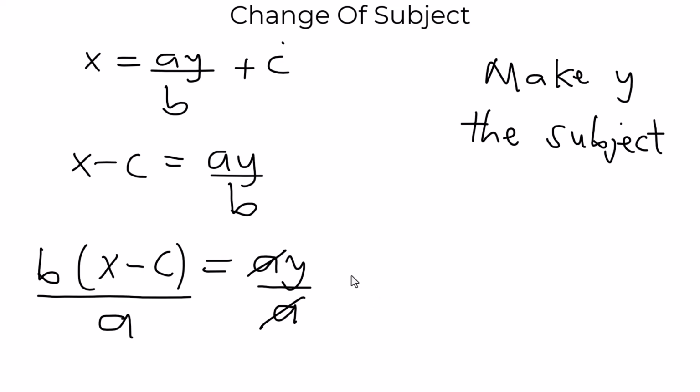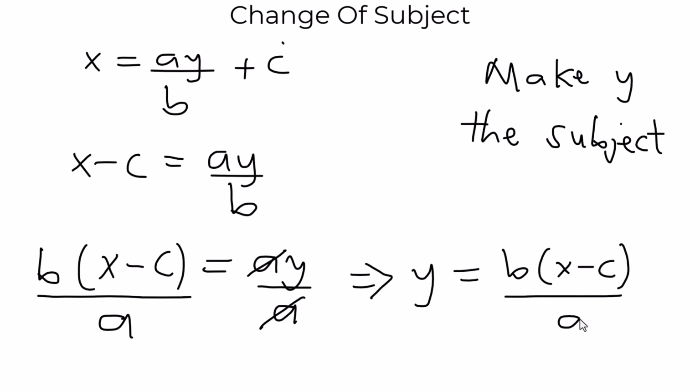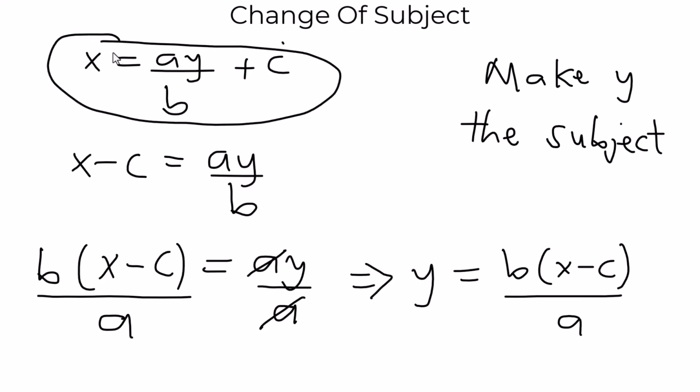So this implies that y is equal to b into bracket x minus c bracket closes, all divided by a. So this is our final answer. We have successfully made y the subject of this equation. Does that make sense? Hopefully it does. As easy as it can get.